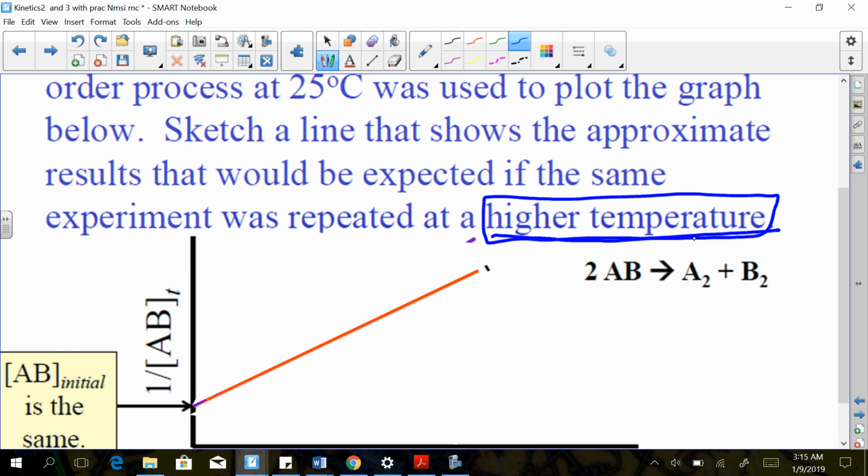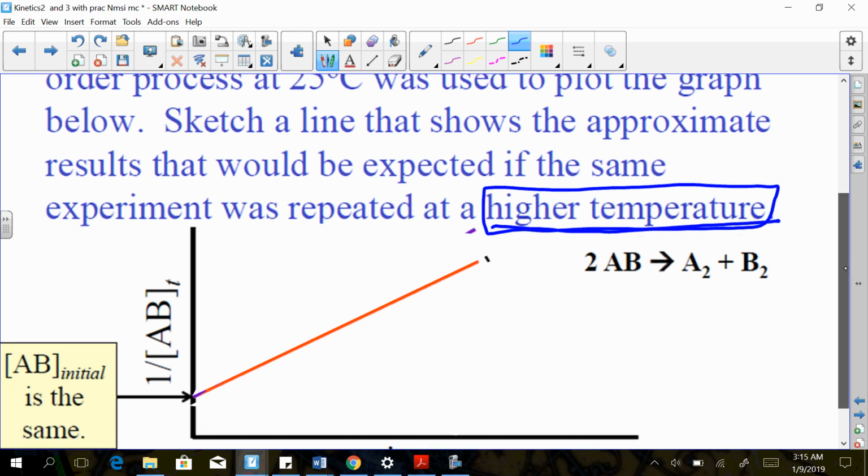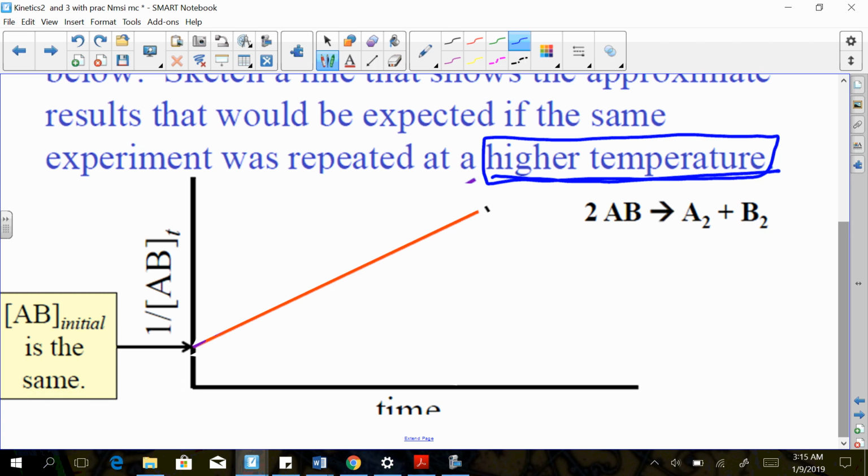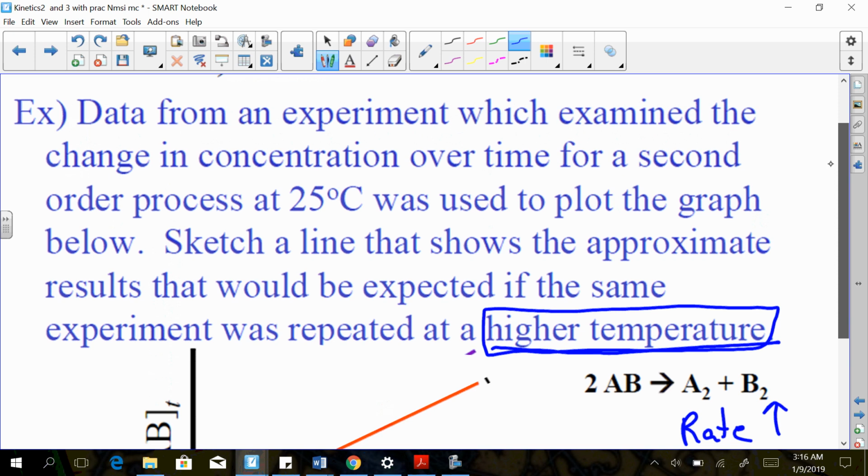Okay, so if it's at a higher temperature, what would happen to the rate? If you heat it up, you speed it up, and the rate increases. Why? Particles are colliding, and they're colliding faster, so the reaction is a little bit faster. And so if you increase the rate, what does that do to K?